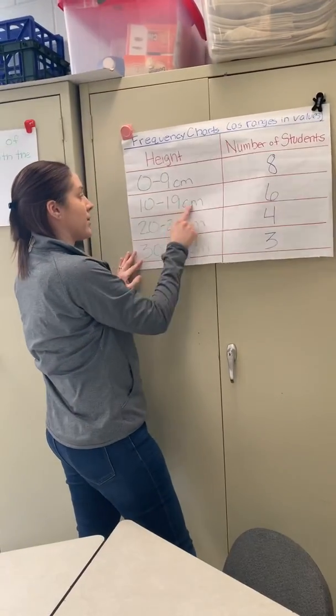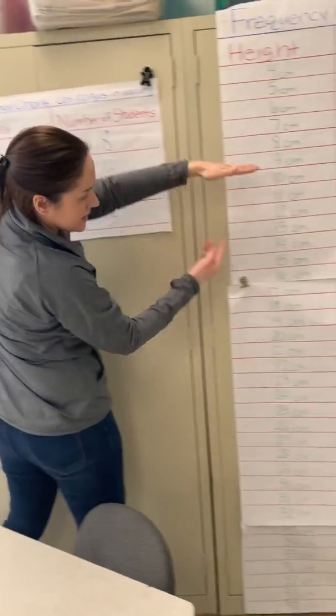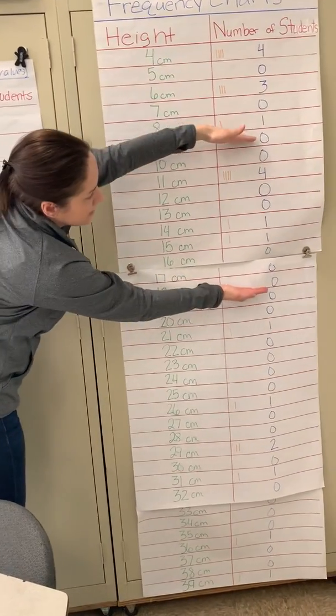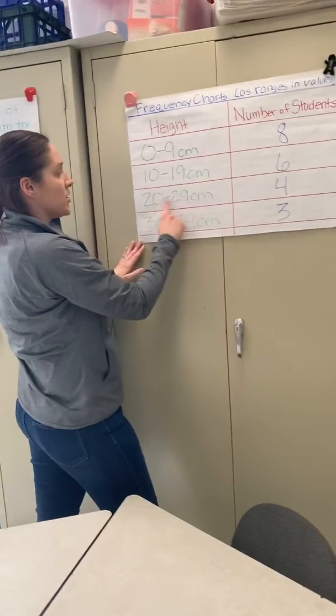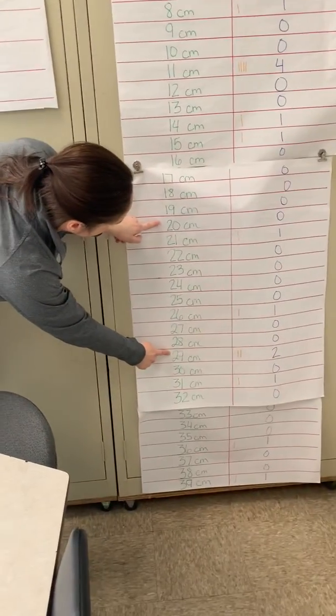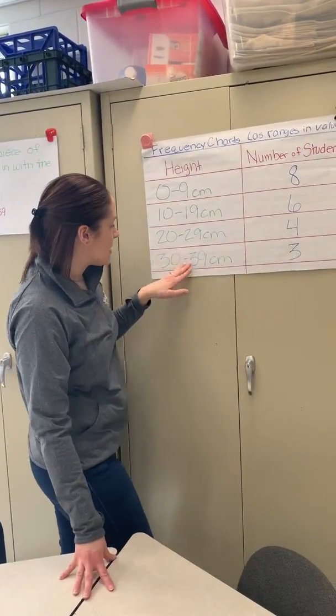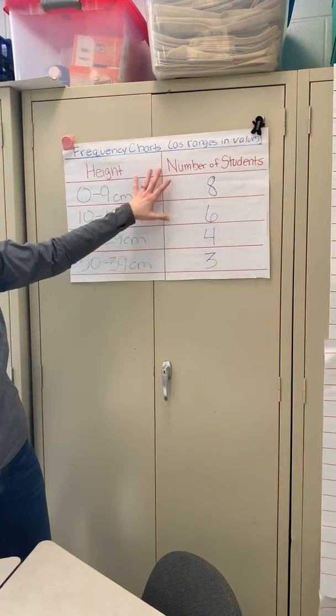Then I can have another break of 10 to 19. That would be 6 students. And for 10 to 19, we can see here is 4, 5, 6 students. 20 to 29 centimeters is here, and we can see 4 students for that. And lastly, our students that are 30, way down there at the bottom, 30 to 39 is 3 students. So these can definitely shorten it up.